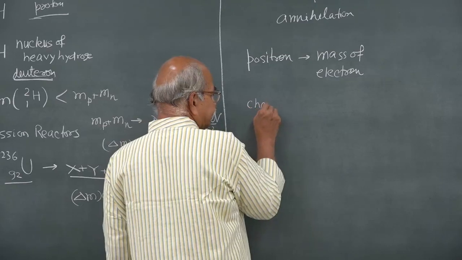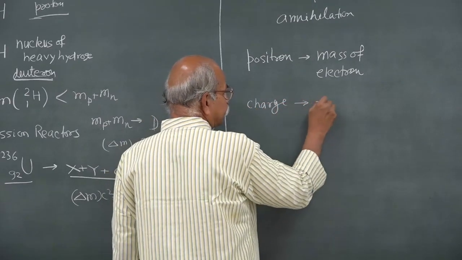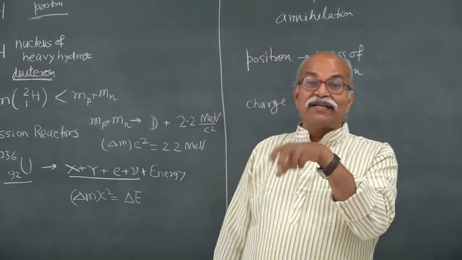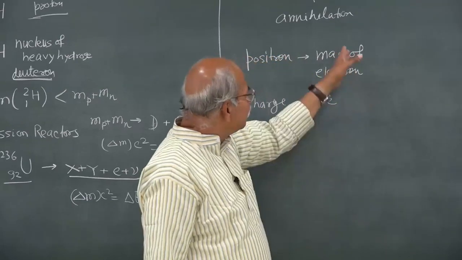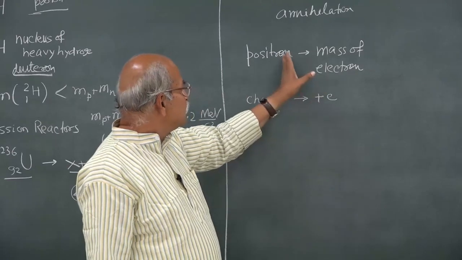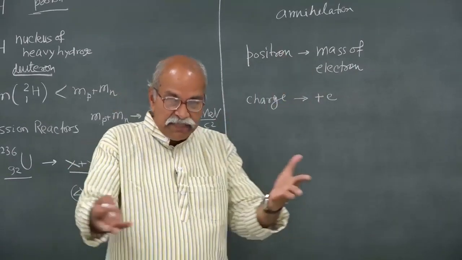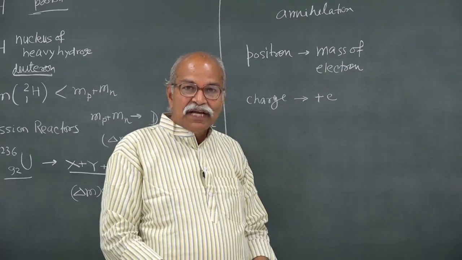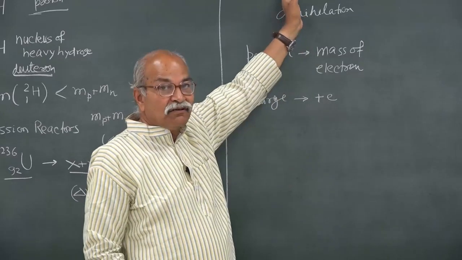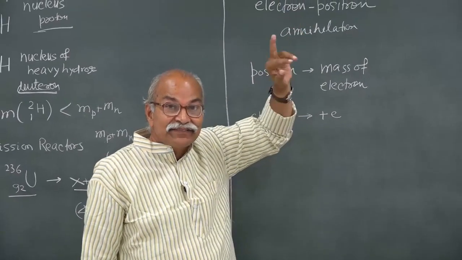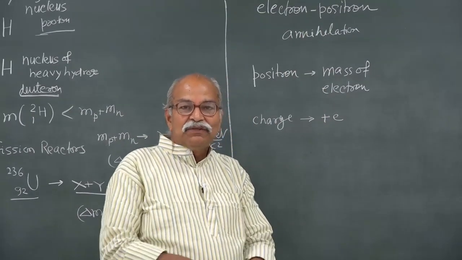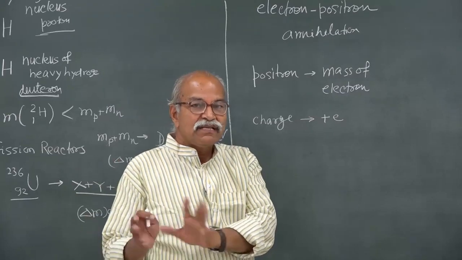Then charge is plus e, same as that on proton. There are many other things which are not important in this discussion. So, these are called positrons. We do not see many positrons around, and that is precisely because positrons can combine with electrons and annihilate each other. So, how do we get positrons as such? You can make sources for positrons.